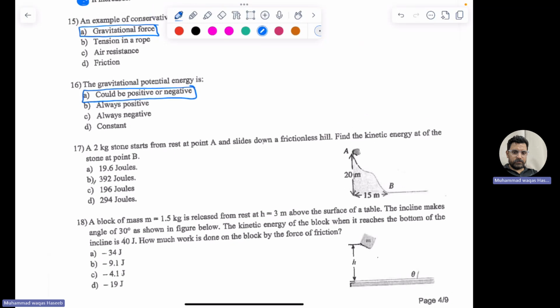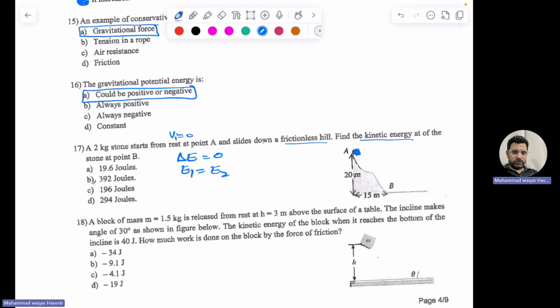So a 2 kilogram stone, this is the 2 kilogram stone, starts from rest, which means its initial velocity is zero. Initial velocity is zero, and it's a frictionless hill. Find the kinetic energy at the highest point. So the change in energy is equal to zero, which means the energy conservation law.